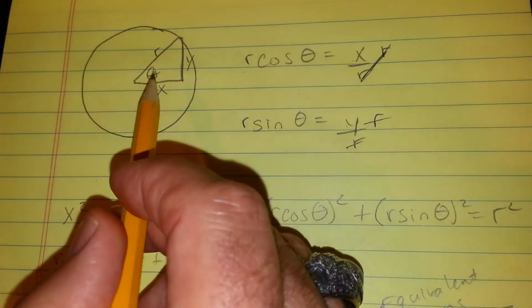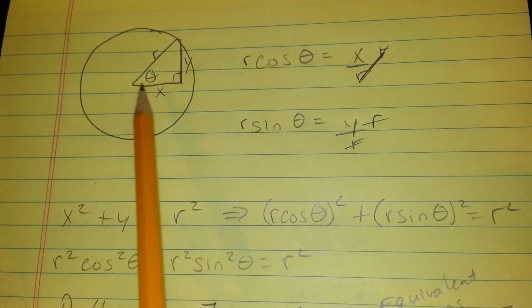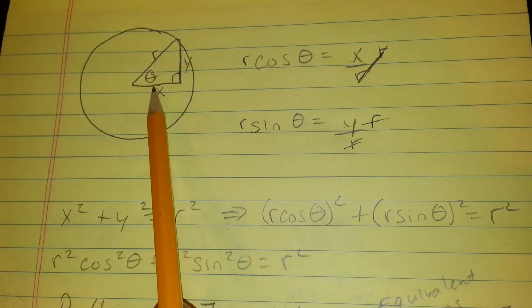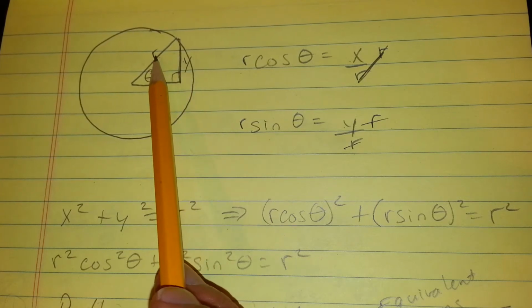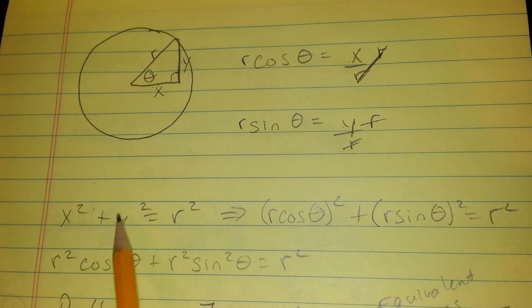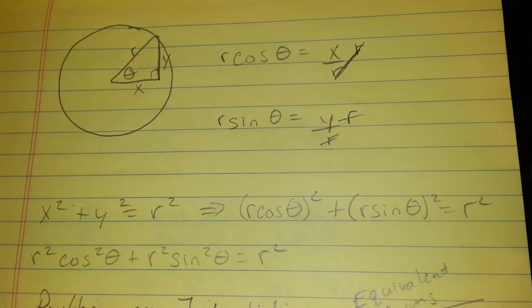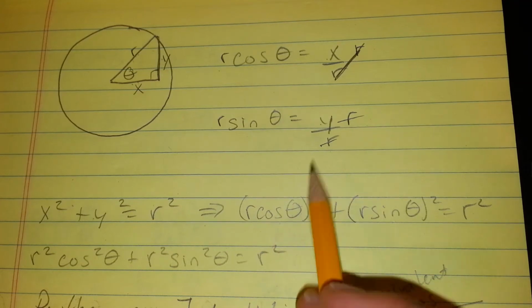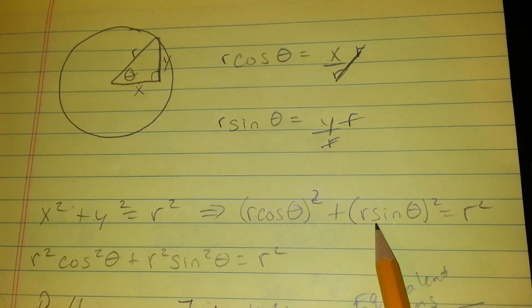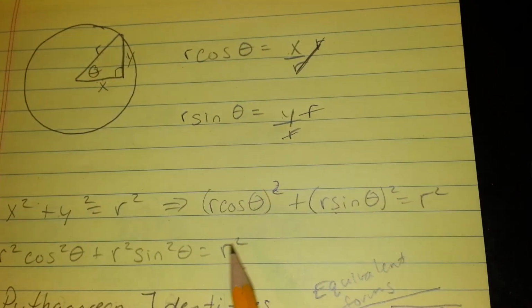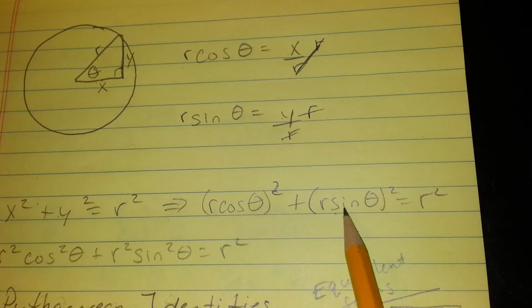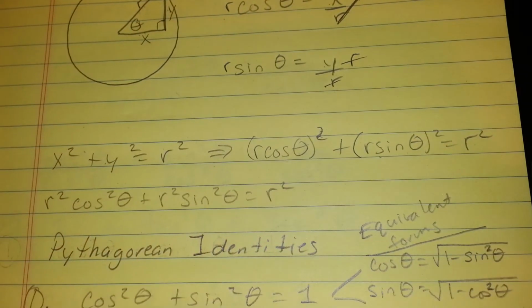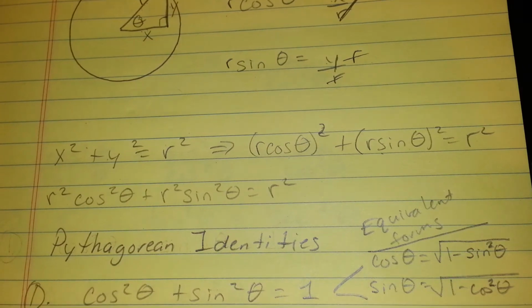We know this is a right triangle, and we know that x squared plus y squared equals r squared. A squared plus b squared equals your hypotenuse c squared; in this case, it's x squared plus y squared equals r squared. Well, what is x? X is r cosine theta, so we're going to square x. Y is r sine theta, and we're going to square that. So r cosine theta squared plus r sine theta squared equals r squared. That is your a squared plus b squared equals c squared.